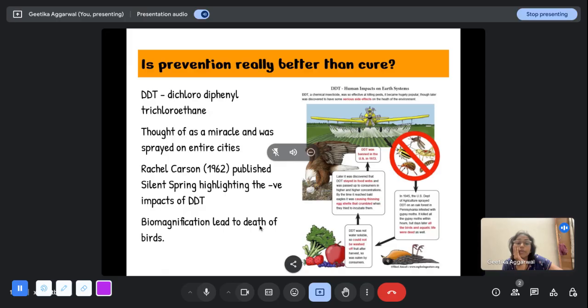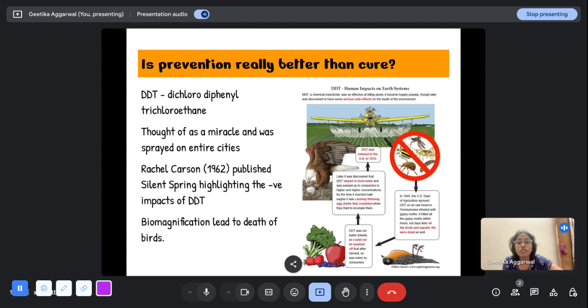So, is prevention really better than cure? That is also something to think about, because when you take some actions for preventing something, it might cause other cascades. Right. So, this was all about public health and malaria and rotavirus.